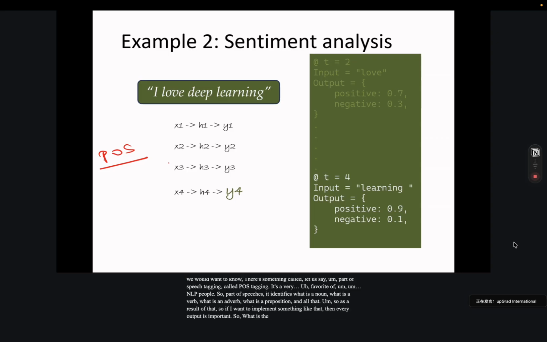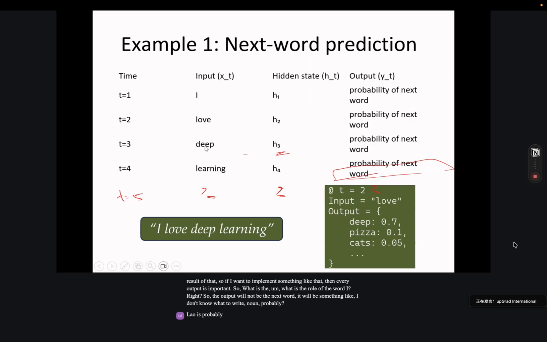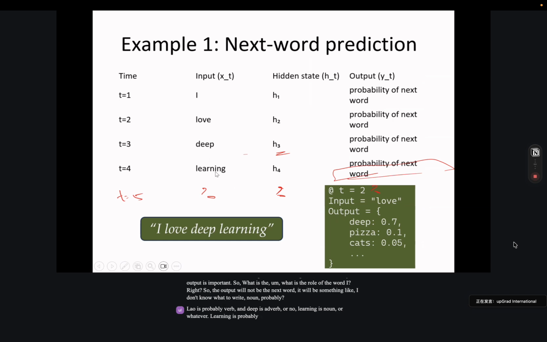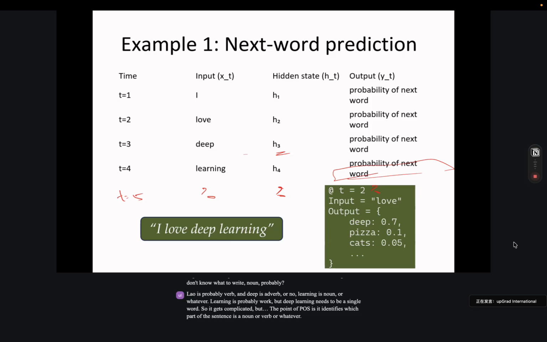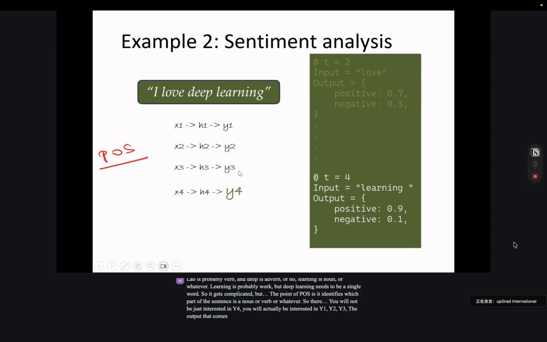So what is the role of the word I, right? The output will not be the next word. It will be something like, I don't know, noun probably. Love is probably verb, and deep is adverb, or no, learning is noun or whatever. Learning is probably verb, but deep learning needs to be a single word. So it gets complicated. But the point of POS is it identifies which part of the sentence is a noun or verb or whatever. So there, you will not be just interested in Y4, you will actually be interested in Y1, Y2, Y3, the output that comes for every word.